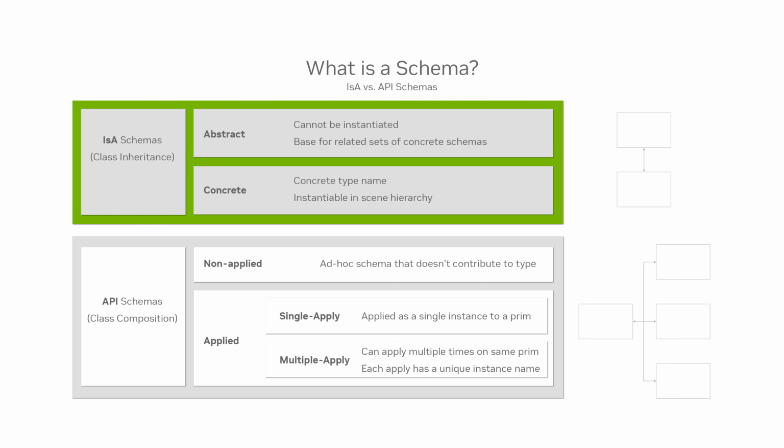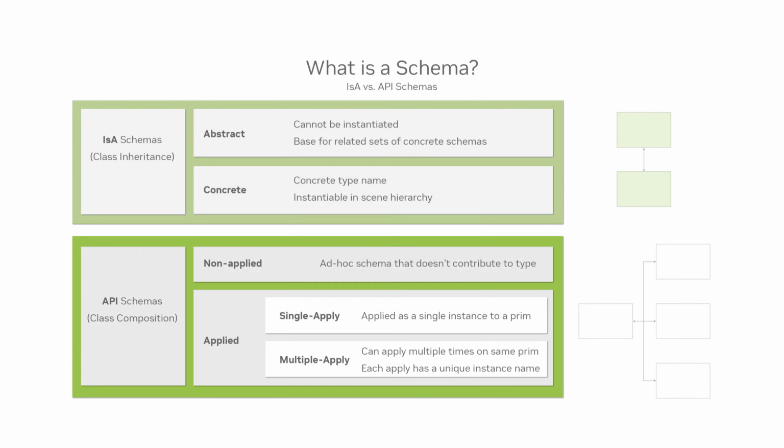USD currently supports various types of schemas, including IsA or typed schemas like mesh, as we saw in the flowerpot example. IsA schemas can either be abstract or concrete, depending on whether they are instantiable or not. Abstract IsA schemas, such as boundable, serve as a base for related sets of concrete schemas and cannot be instantiated, while concrete IsA schemas like mesh can be instantiated in a scene hierarchy. These schemas are analogous to class inheritance in object-oriented programming.